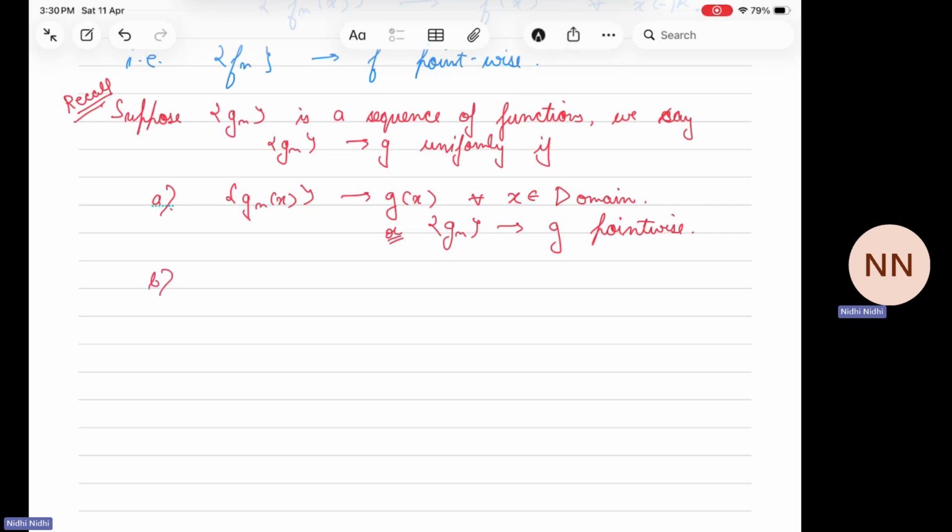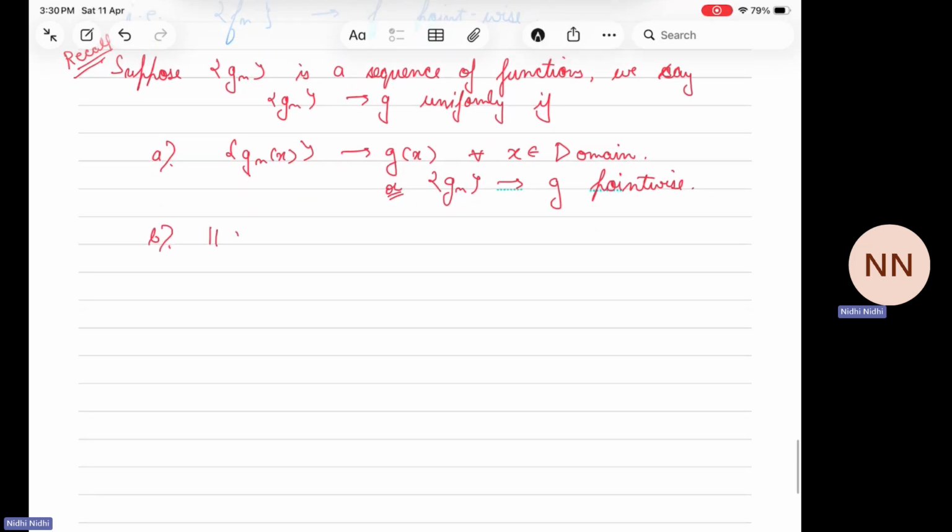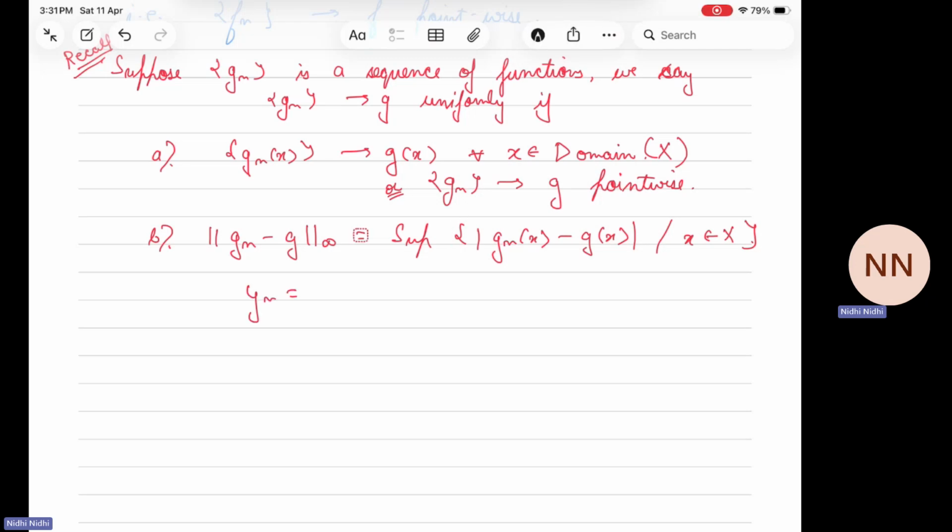And the second condition is what we call the sup norm. Gn minus G, the sup norm, which is defined as supremum of mod Gn(x) minus G(x), if we consider x to be the domain, for every x in capital X. Now you can see that Yn equals the norm Gn minus G. This is a sequence completely dependent on n. It's independent of x because we are taking the supremum over all x. This should converge to 0 as n tends to infinity.